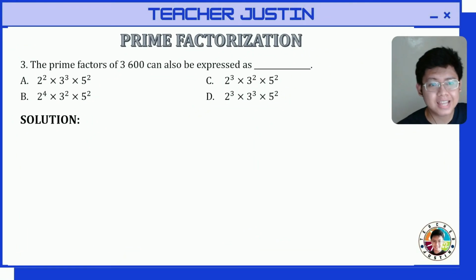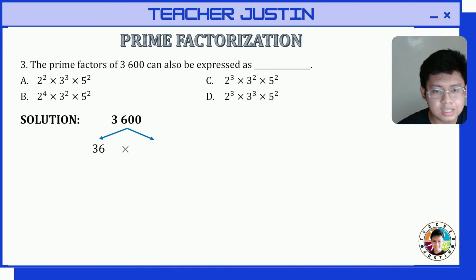Okay, let's have this item. The prime factors of 3,600 can be expressed as blank. So, para masagutan tong item na to, kopyahin muna natin si 3,600. Tapos, let's get the prime factors of 3,600. Okay, so, factor natin siya. So, one of the factors are 36 times 100. Or, let's try to factor each factors. So, 36 muna. Yung factors niya ay 6 times 6.